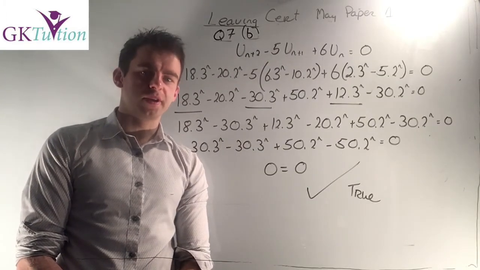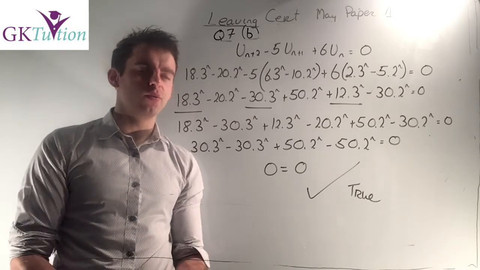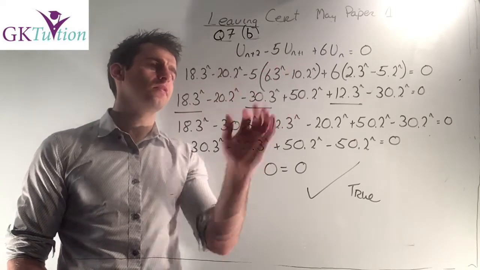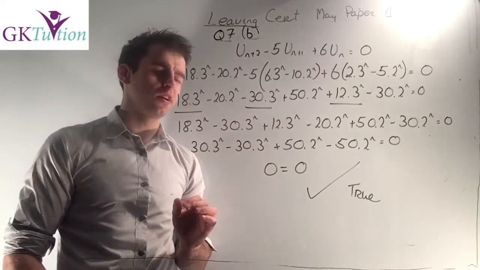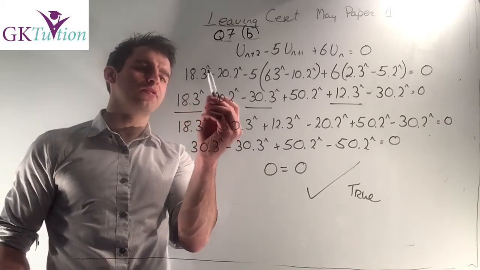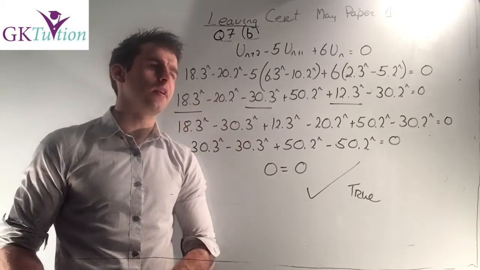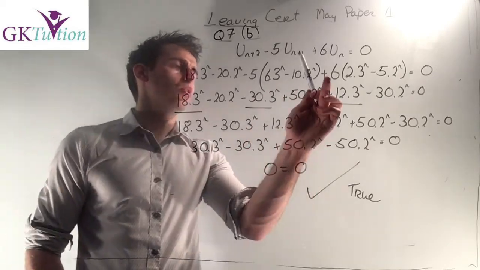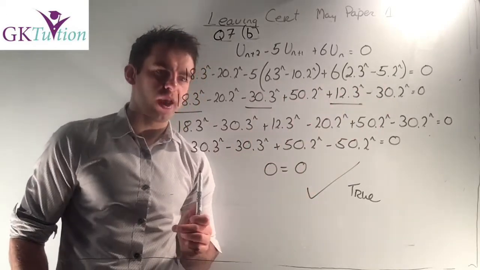So once you've simplified un plus 2, un plus 1, and un, now you sub in. I need to prove that un plus 2 minus 5 times un plus 1 plus 6 times un is equal to 0. So un plus 2 is 18 by 3 to the power of n minus 20 times 2 to the power of n, minus 5 times what I worked out for un plus 1, plus 6 times what I was given for un.